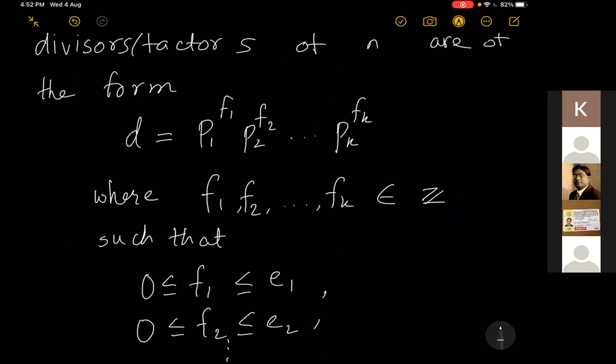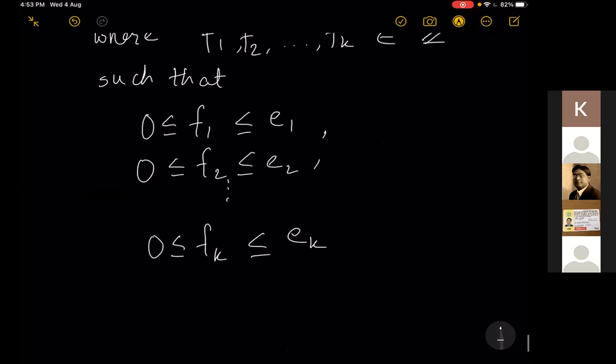Sir, could you please keep the screen like that? Actually, I am copying it. Everyone is understanding, right? Yes, sir. Only 3-4 people say yes, yes. Okay.